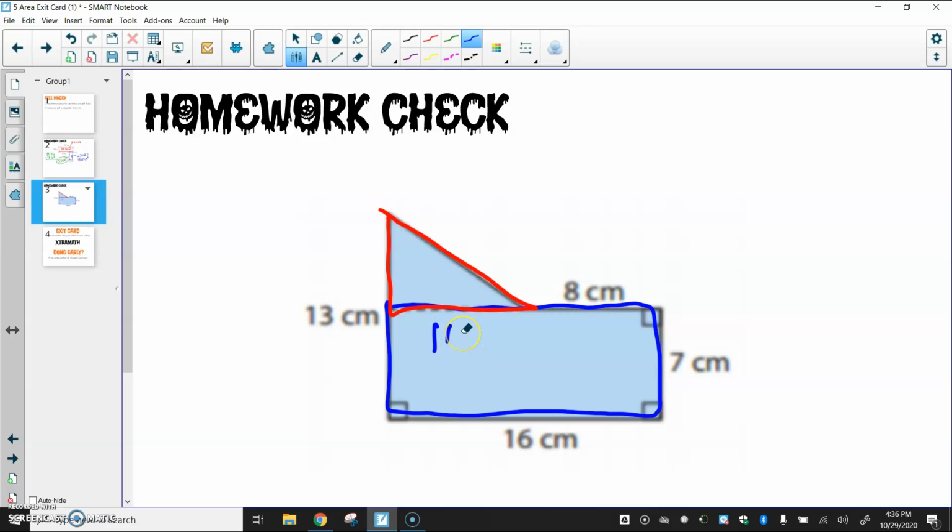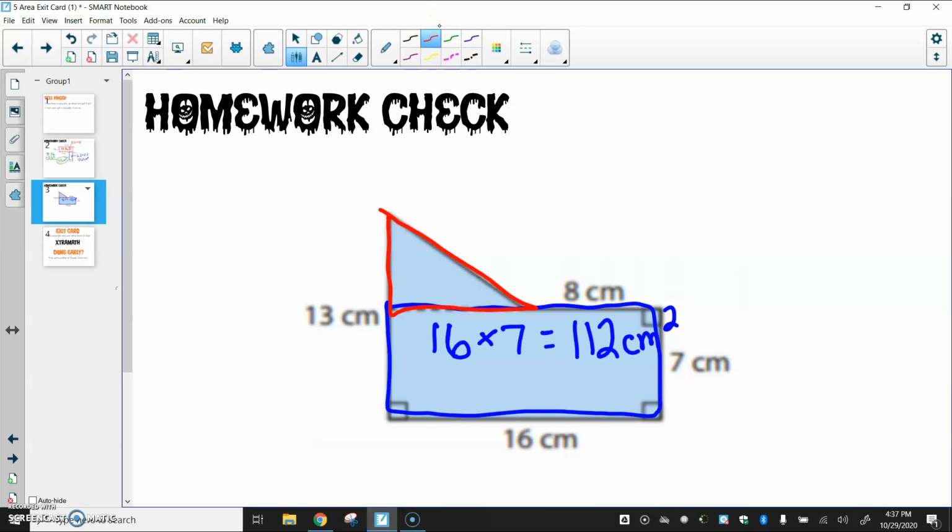I think it's really helpful to write what you're doing in the shape or near the shape so that you know that's for that specific shape. That's why I like to outline them like that. So if I do 16 times 7, again, use your calculator if you'd like, I get 112 centimeters squared. Okay? But now I need to do the triangle.